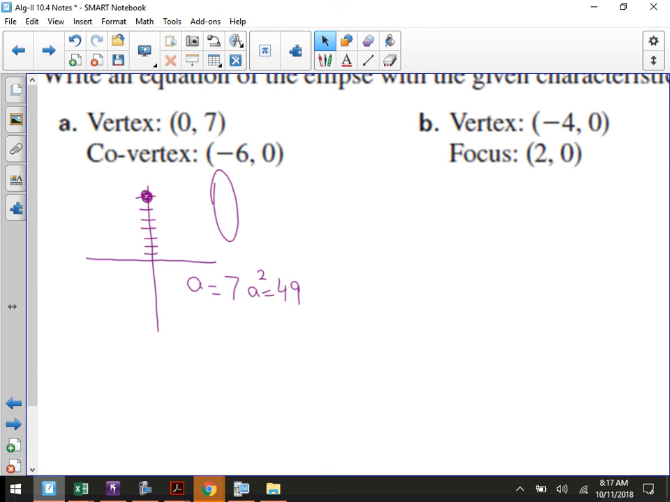The co-vertex went left, so my B value was -6. If I square that, what do you get? 36. Since this is stretched up and down, underneath which value does the 49 go? Underneath y. There you go. You get x squared over 36.